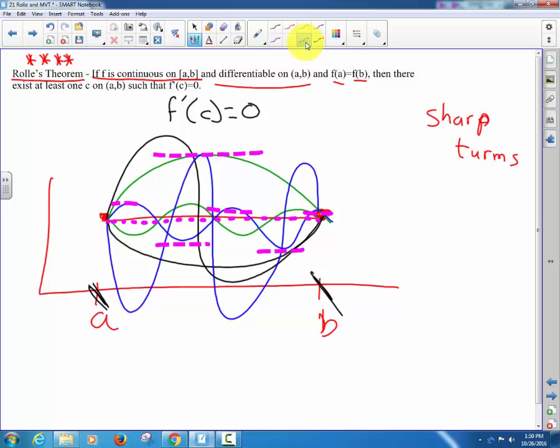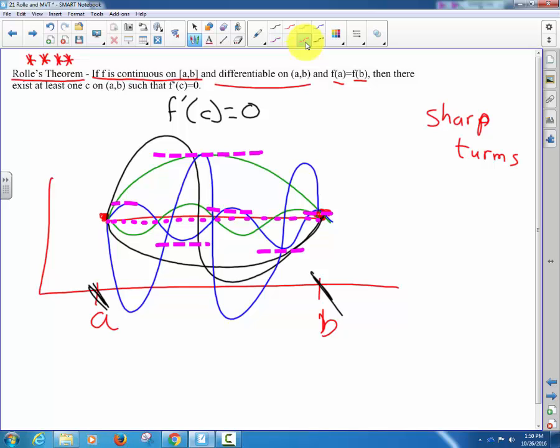Does it tell us how to find that number? Does it tell us how many of those numbers it is? So there's got to be at least one. There could be 1, there could be 2, there could be 20, there could be infinitely many in the case of the red line here. Okay? So that's all Rolle's theorem says.